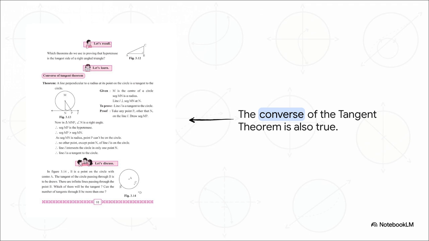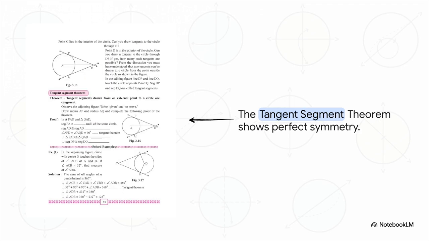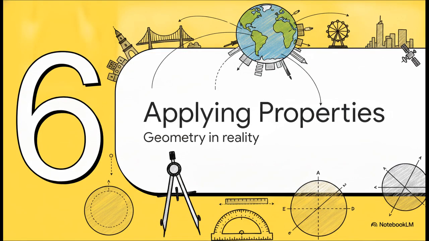Makes sense, right? And this leads directly into the tangent segment theorem. If you take a single point completely outside the circle and draw tangent lines that touch the circle at 2 different points, those 2 tangent segments are perfectly congruent. They form perfect symmetry, being exactly 100% equal in length. Section 6, Applying Circle Properties.